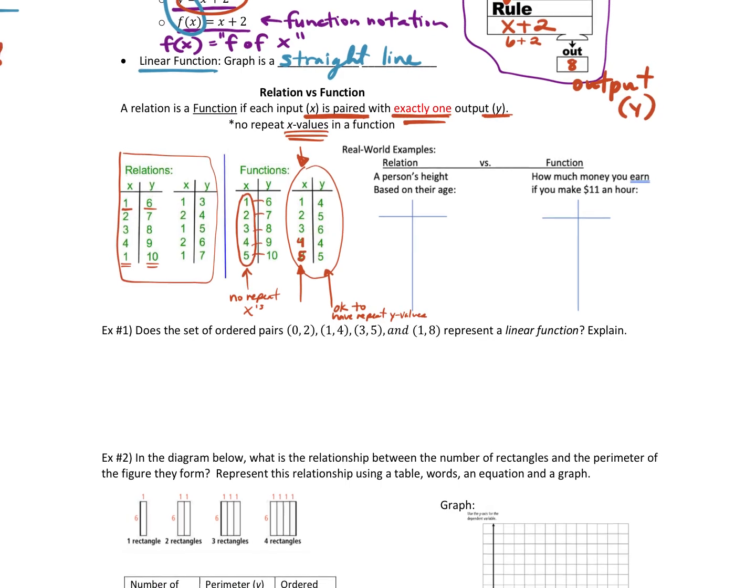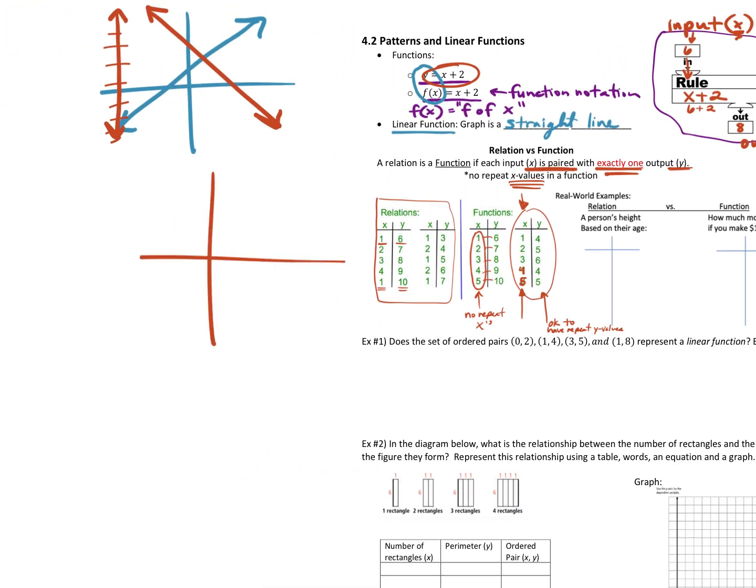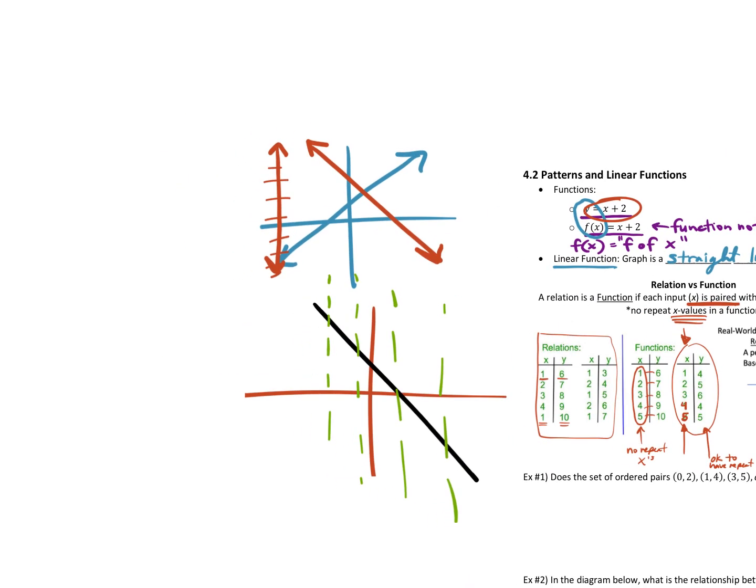Have you ever heard of the vertical line test? You don't have to take notes on this. I'm just trying to clarify some things for you. If I have a graph that looks like this, the vertical line test says if I draw a vertical line anywhere on my graph, and I hit any 2 points on that vertical line, it is not a function. So like this one, if I draw a vertical line, I hit every point on that line. That is not a function.